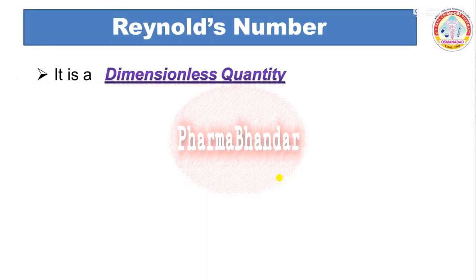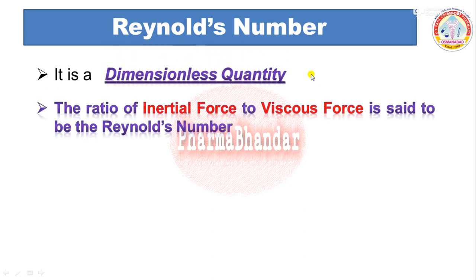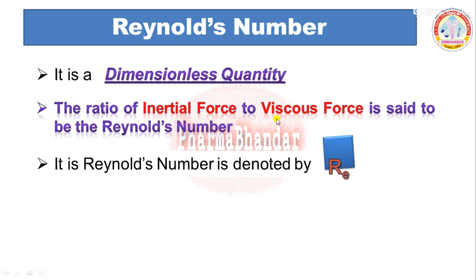This Reynolds number is a dimensionless number. That means it is a unitless number, or it does not have any unit, and it is a ratio of inertial force to the viscous force. And this Reynolds number is denoted by Re, capital R, small e. As per Reynolds experiment, the type of flow produced in the fluid mainly depends upon the ratio of inertial force to the viscous force.